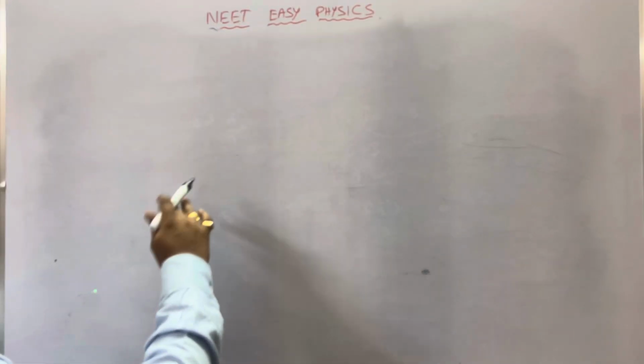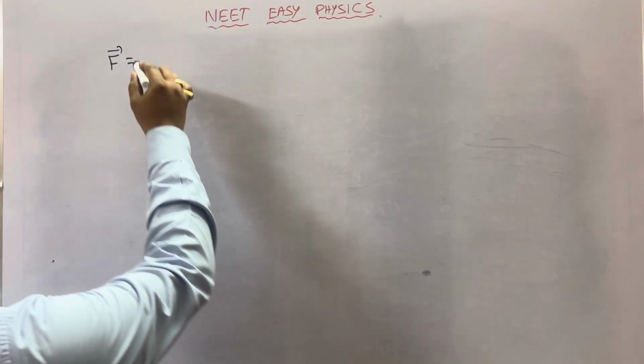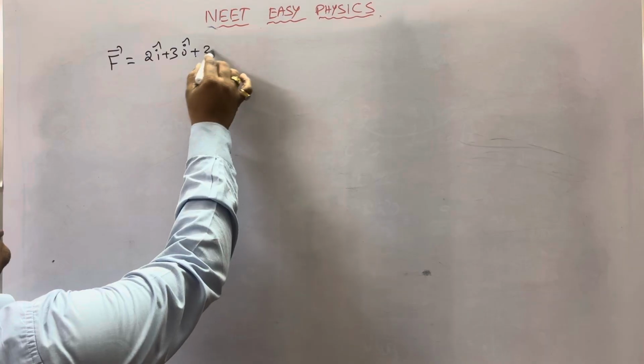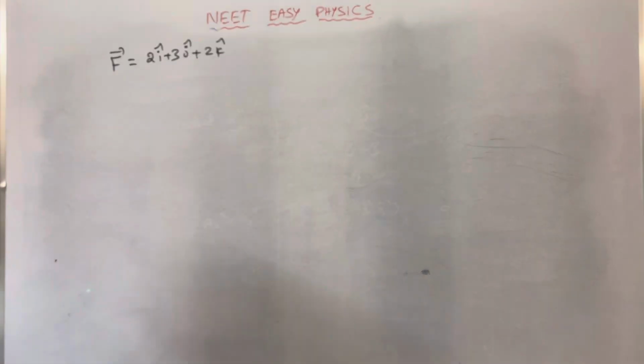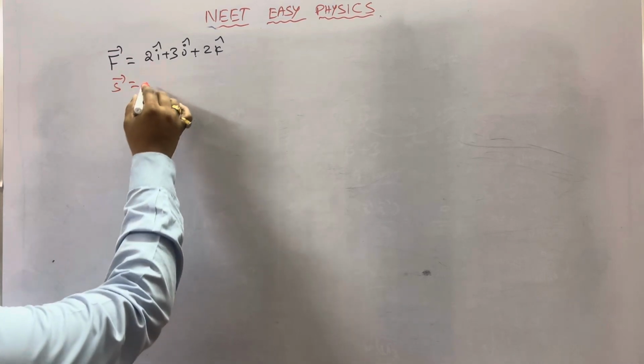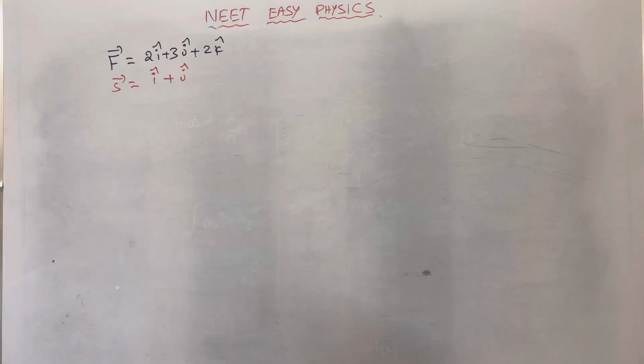In the previous video, we discussed the dot product of two vectors. Today we are going to see how they ask questions on it in physics. The force acting on the body is given: F bar is equal to 2i cap plus 3j cap plus 2k cap. The displacement produced by that body is S bar is equal to i cap plus j cap. Then they ask what is the work done by that force?